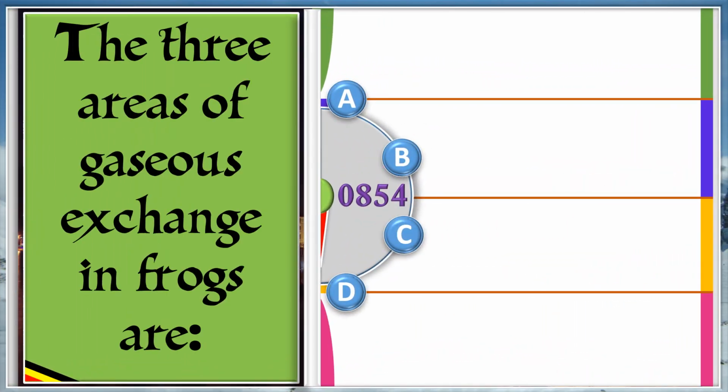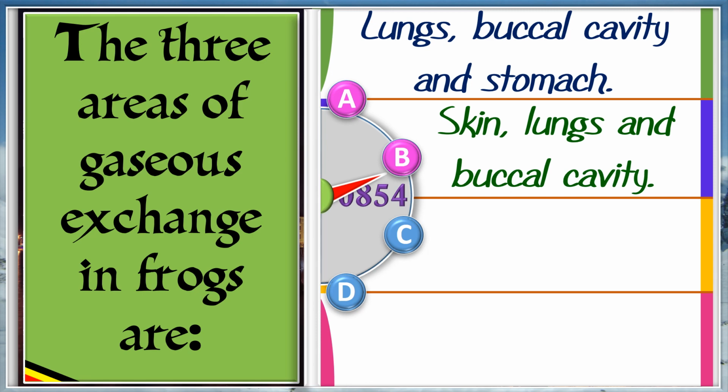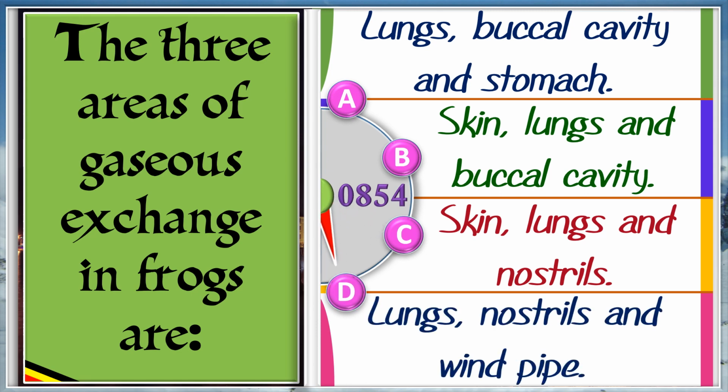The three areas of gaseous exchange in frogs are A. Lungs, buccal cavity, and stomach. B. Skin, lungs, and buccal cavity. C. Skin, lungs, and nostrils. D. Lungs, nostrils, and windpipe. And the answer is B. Skin, lungs, and buccal cavity.